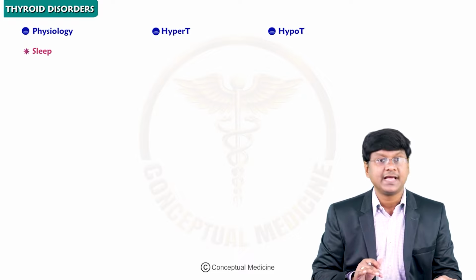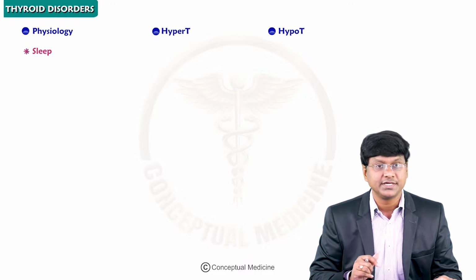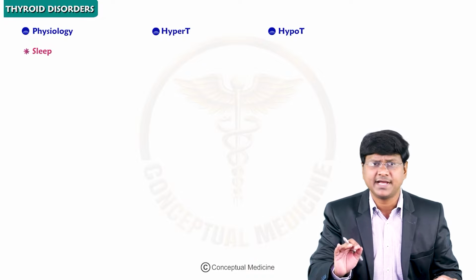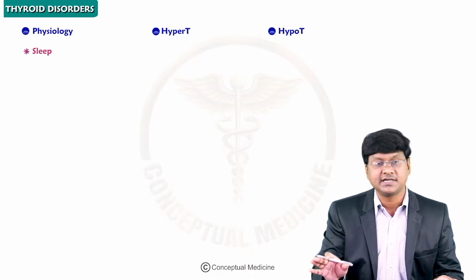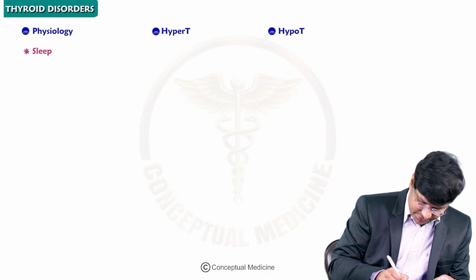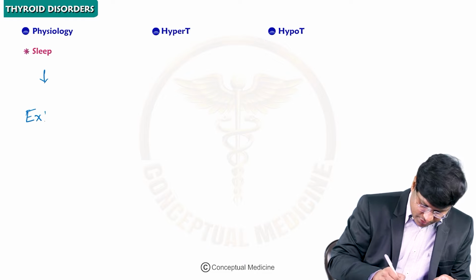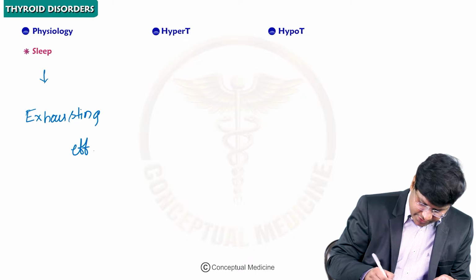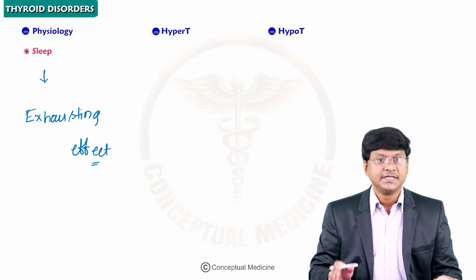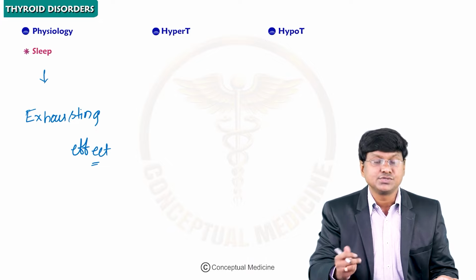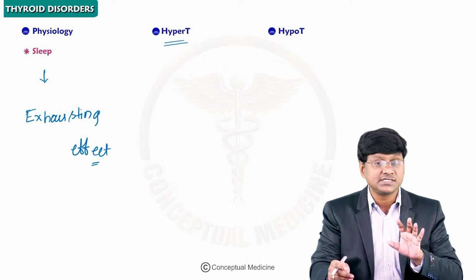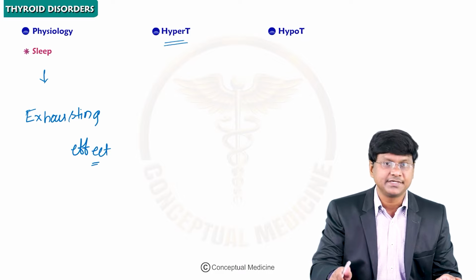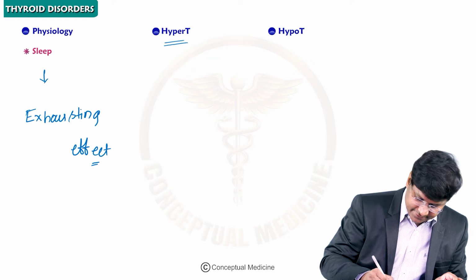Now, followed by that, what will happen to the sleep of the individual in patients with hyperthyroidism? See, thyroid hormone has an exhausting effect on the musculature and on the central nervous system of the individual. Why? Because thyroid hormone will also increase the basal metabolic rate of the individual. It will increase the CNS activity. So that is the reason why in patients with hyperthyroidism the individual is excessively exhausted, and there is extreme fatigability.